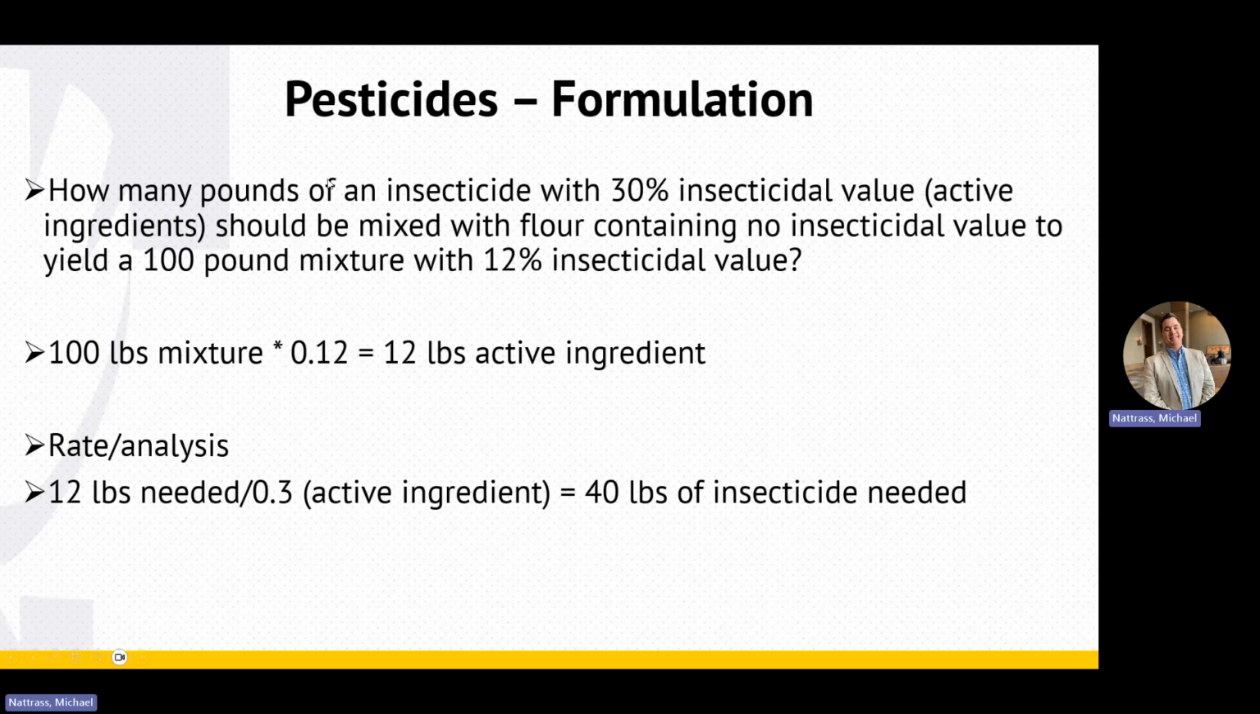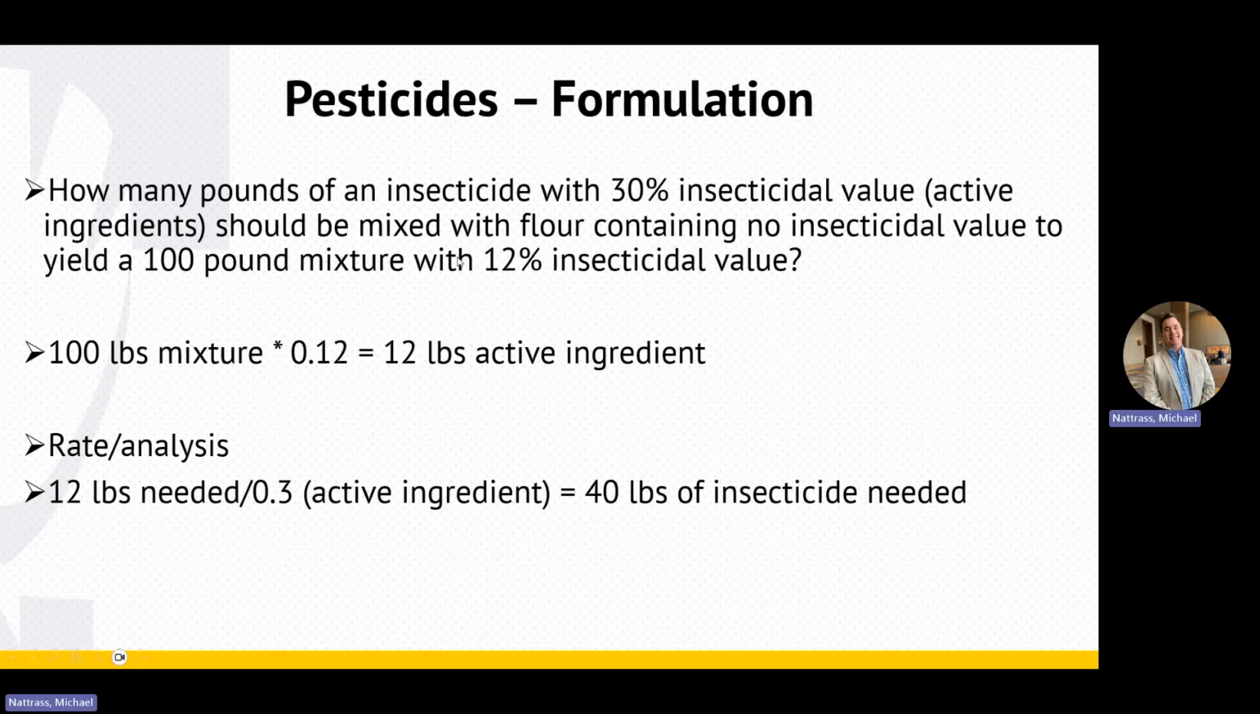All right, let's look at another example. So we know that we need a 100-pound mixture that needs to have an analysis of 12%. So 100 times 12% gives us 12 pounds of active ingredient needed. Then we're going to do rate over analysis. So 12 pounds needed divided by the 30%, the active ingredient right here, 30%, gives us another, well, it just so happens that it's going to be 40 pounds of this insecticide needed.